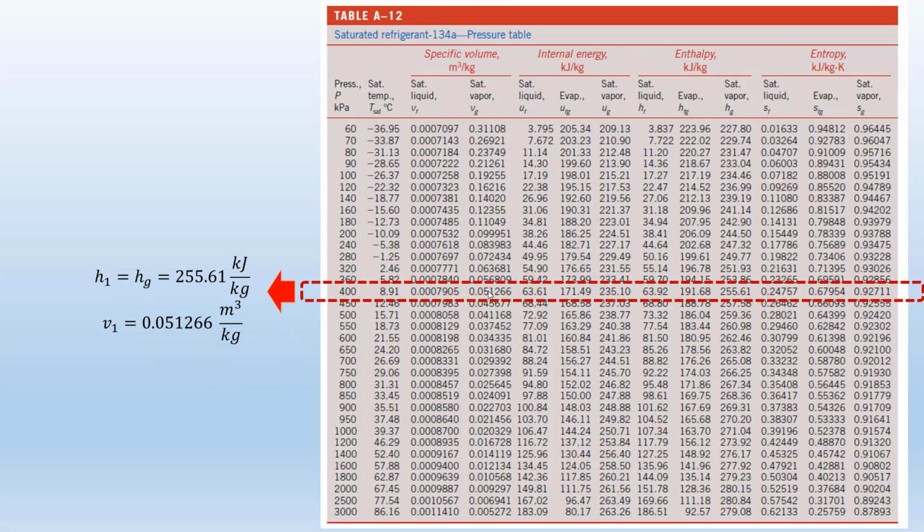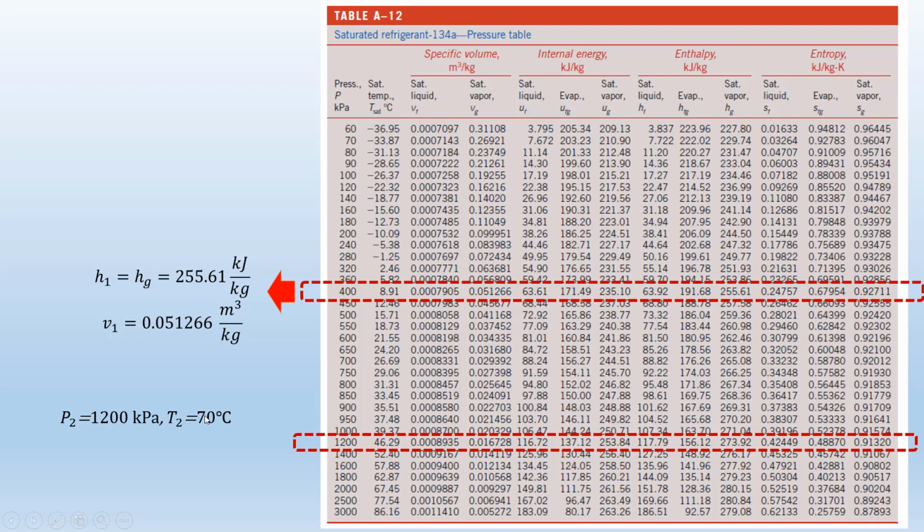For the second state, we know the pressure and temperature. The fluid leaving the compressor has a pressure of 1200 kilopascals and a temperature of 70 degrees centigrade. Before you make a decision, guys, you need to find the state of this fluid. At this pressure, 1200, the saturation temperature is 46.29, and the given temperature is 70. The given temperature is higher than Tsat, meaning this fluid is superheated.